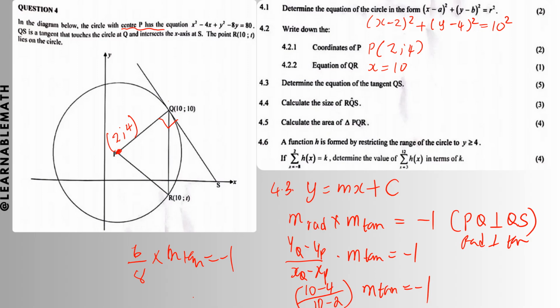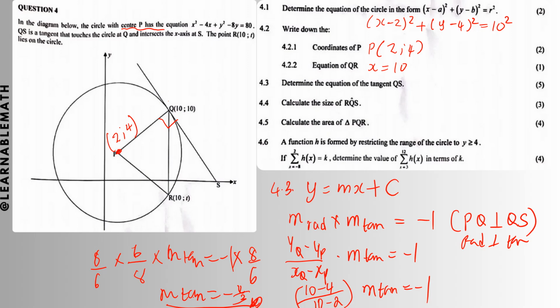So to solve for the gradient of tangent, we can multiply by the reciprocal, 8 over 6, right? So -1 times 8 over 6 can be simplified, so the gradient of tangent will be equal to -4 over 3. Okay, so we have now found the gradient of the tangent using the idea that radius is perpendicular to tangent. So we got the gradient of radius. If we multiply it with the gradient of tangent, it will be -1 because the two are perpendicular.